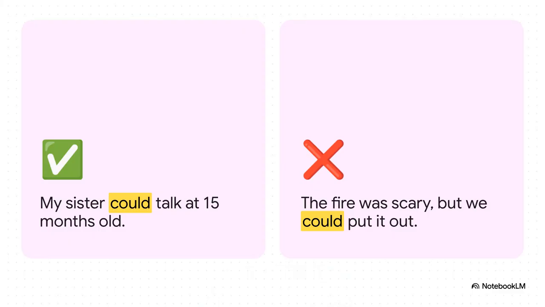Okay, so right off the bat, let's jump into a puzzle. Take a look at these two sentences. The one on the left says, "My sister could talk at 15 months old." Yeah, sounds totally fine, right? But now look at the one on the right. "The fire was scary, but we could put it out." Now that one is actually wrong. But wait, why? I mean, they both use could to talk about something in the past. There is a secret little rule hiding here, and that's exactly what we're going to uncover.